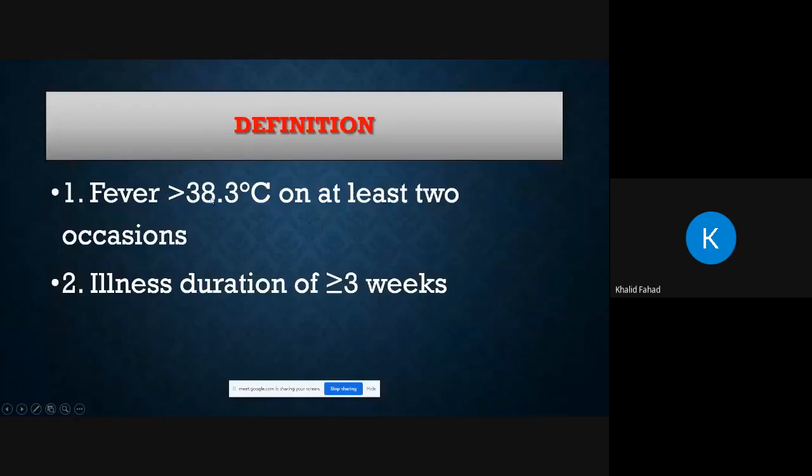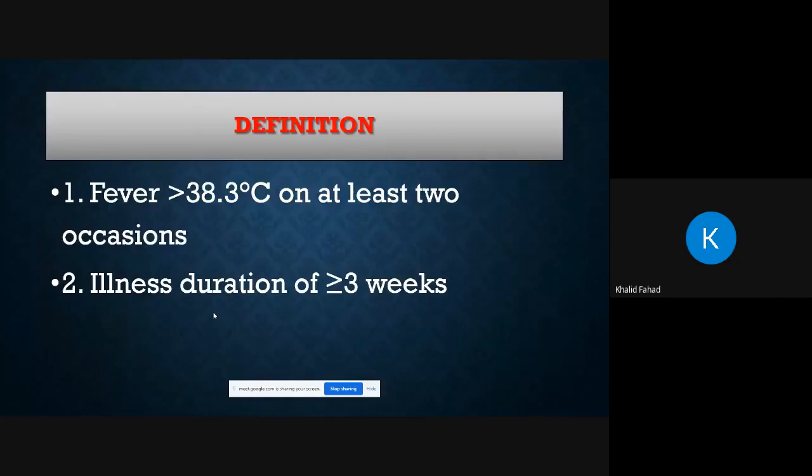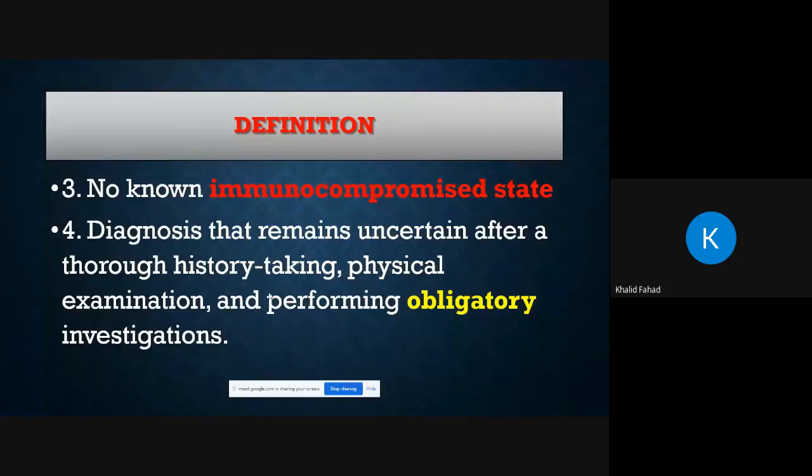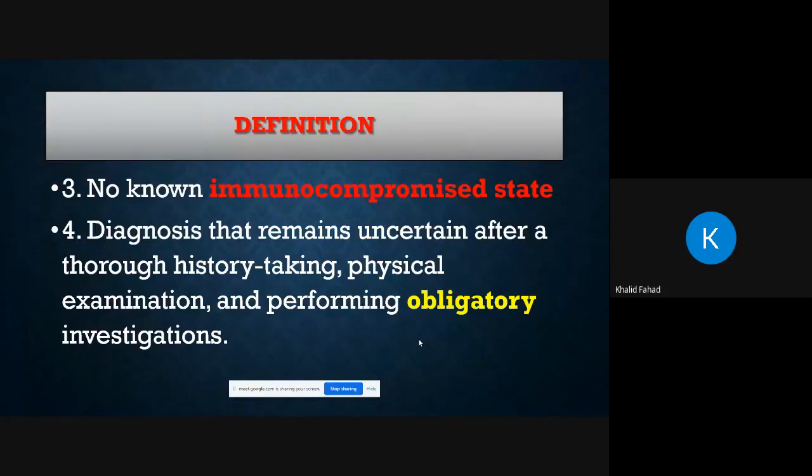So: fever, illness duration, non immune compromised state, and a diagnosis that remains uncertain after thorough history taking, physical examination, and performing obligatory investigations. You should fulfill all these criteria. Clear regarding these four criteria? You should fulfill these criteria in order to say that the patient has fever of unknown origin.